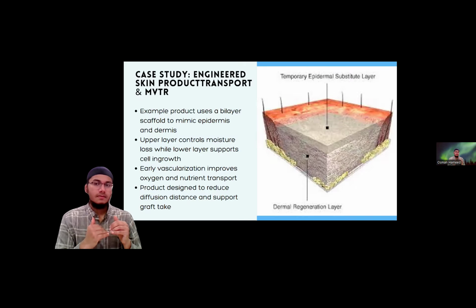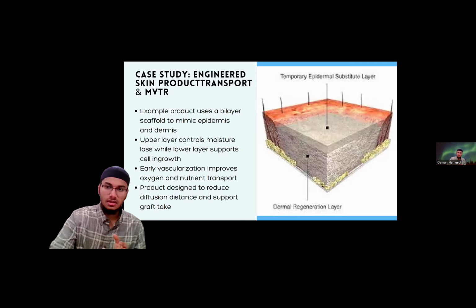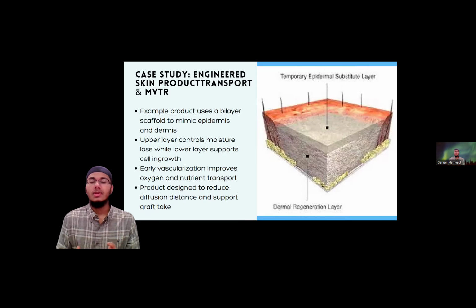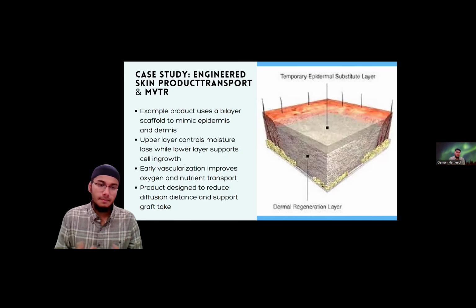But the lower layer of the skin graft, you want to make sure that that actually allows for cell growth to happen. And if it's a good enough scaffold, then it can actually allow for more vascularization so that those blood vessels can come in so that the actual skin graft can actually start to integrate with the skin around it.